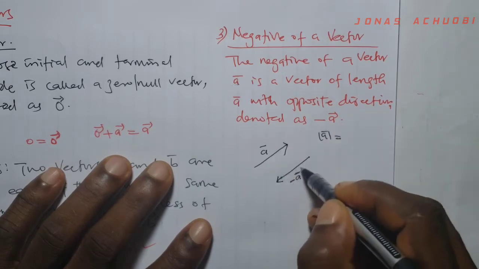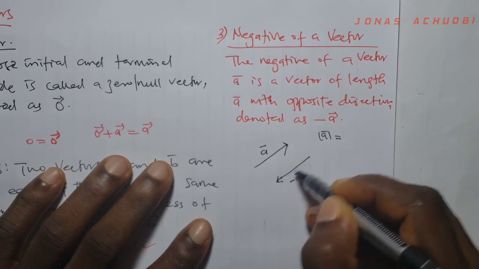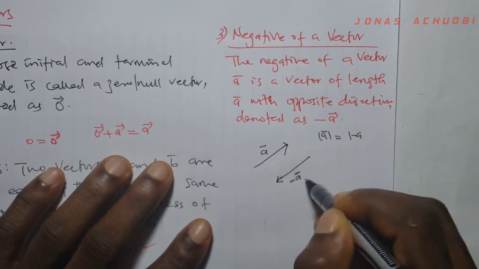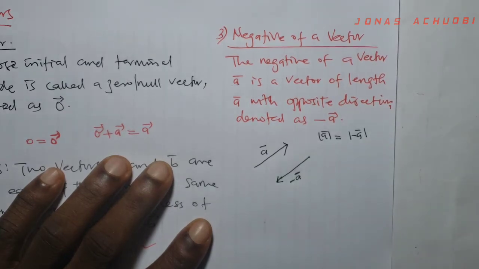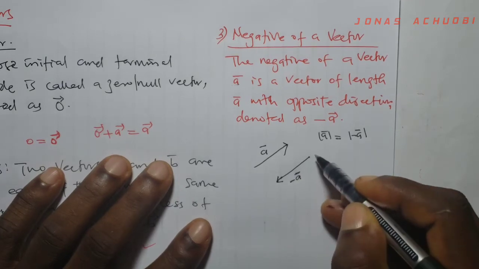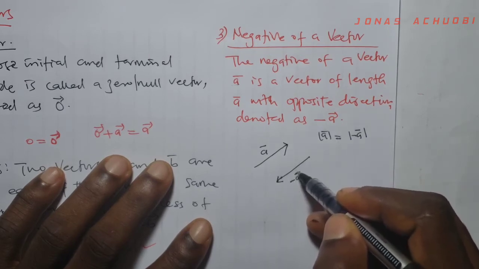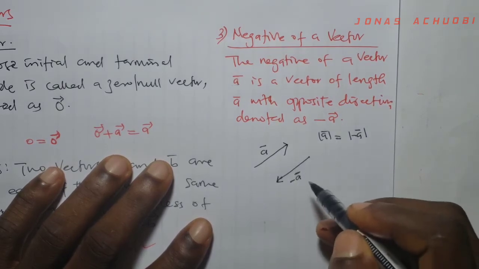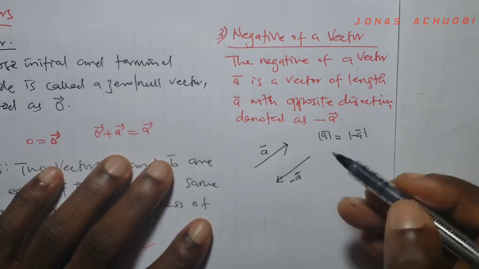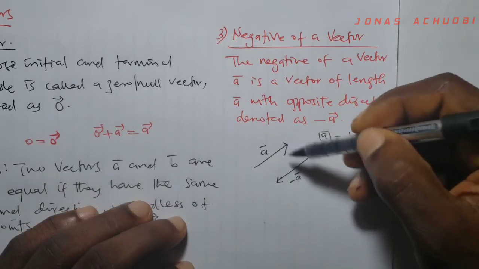So the negative of a vector is simply that same vector with the same length, but with the opposite direction. So the length of vector A and the length of the second vector, minus A, are the same. The only difference is that the negative of vector A is in the exact opposite direction as that of A. So if A is in the north direction, then its negative will be in the south direction, which is directly opposite. If vector A is in the east direction, then vector minus A will be in the west direction. So these are called negative vectors, and of course these vectors are negative of each other.